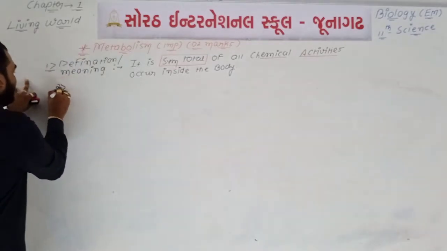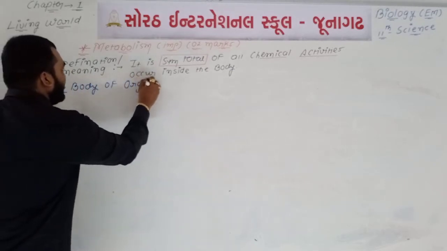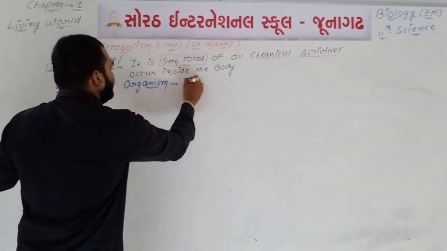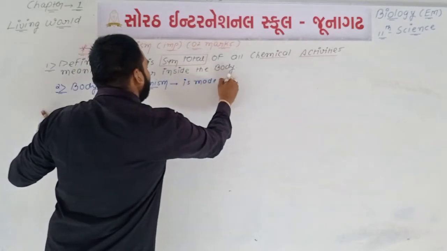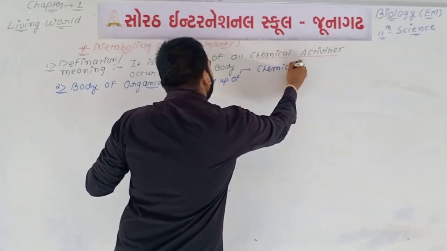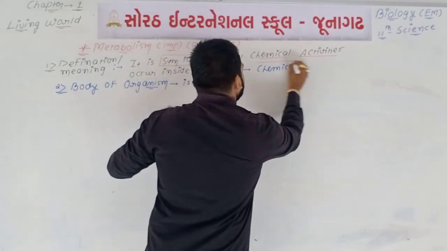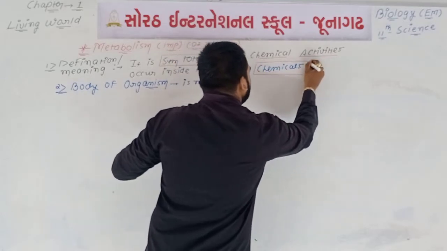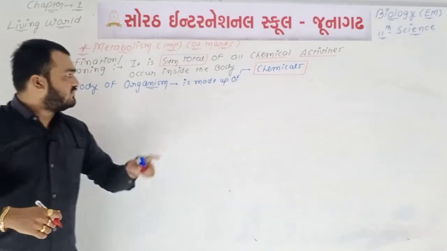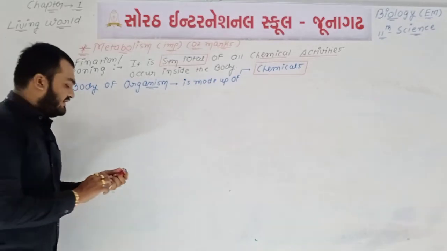Point number 2, we can say that the body of a living organism is made up of different types of chemicals. Different types of chemicals are there inside our body or inside the body of any living organism. So the body of any living organism is made up of different types of chemicals.